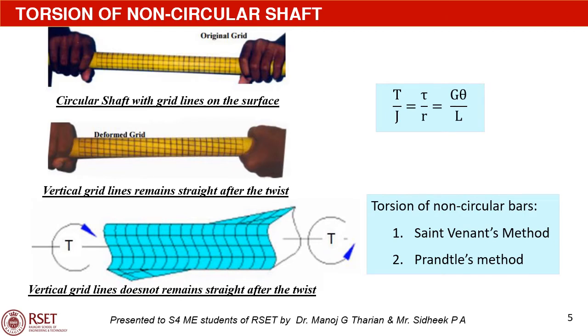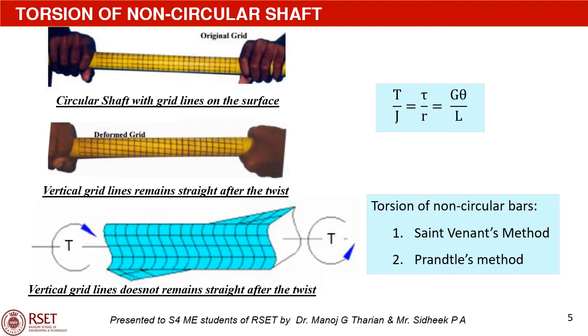In the first figure, we see a circular shaft. On the surface of the circular shaft, horizontal and vertical grid lines are drawn. In the second figure, the circular shaft is subjected to a torque. We see that the horizontal lines get deformed as a result of the twist, whereas the vertical lines remain vertical. Vertical lines remain vertical because the cross-section plane remains plane for a circular shaft during the twist.